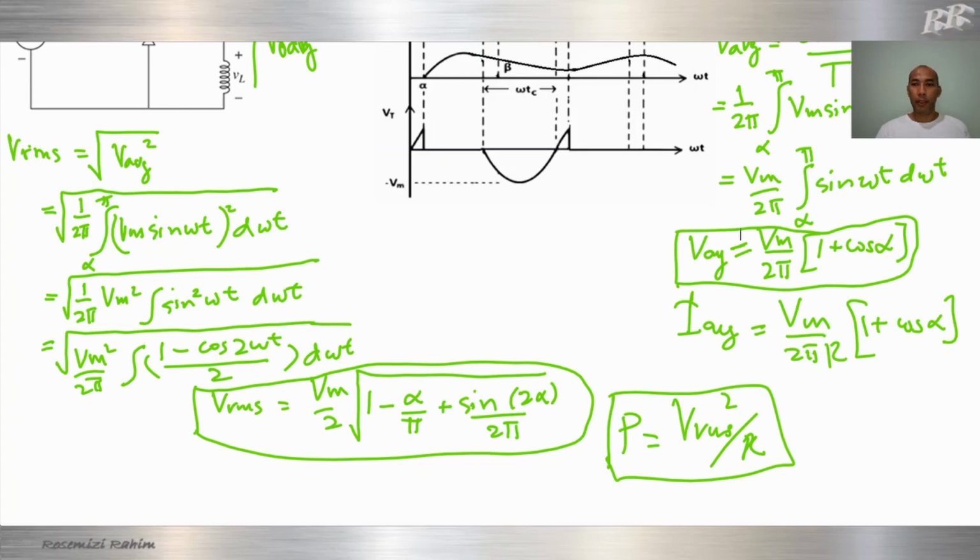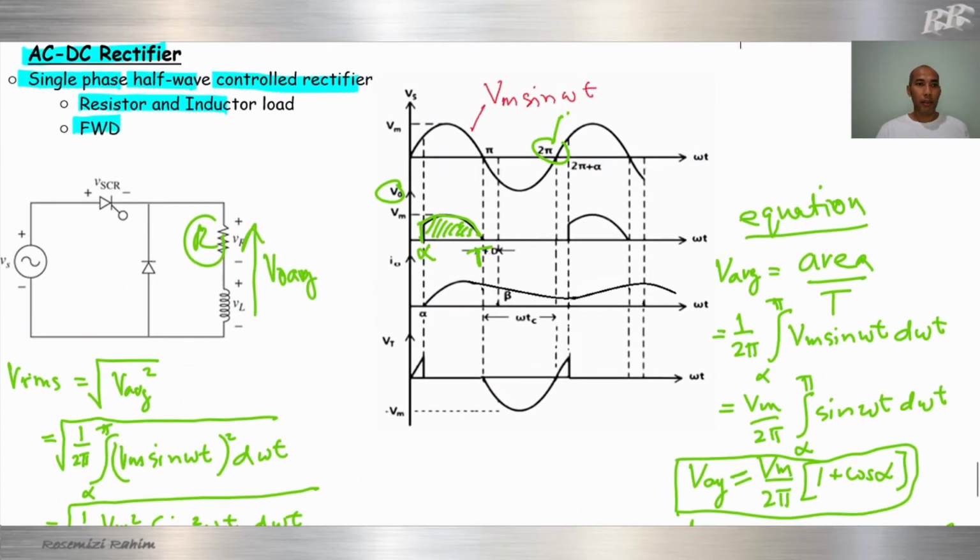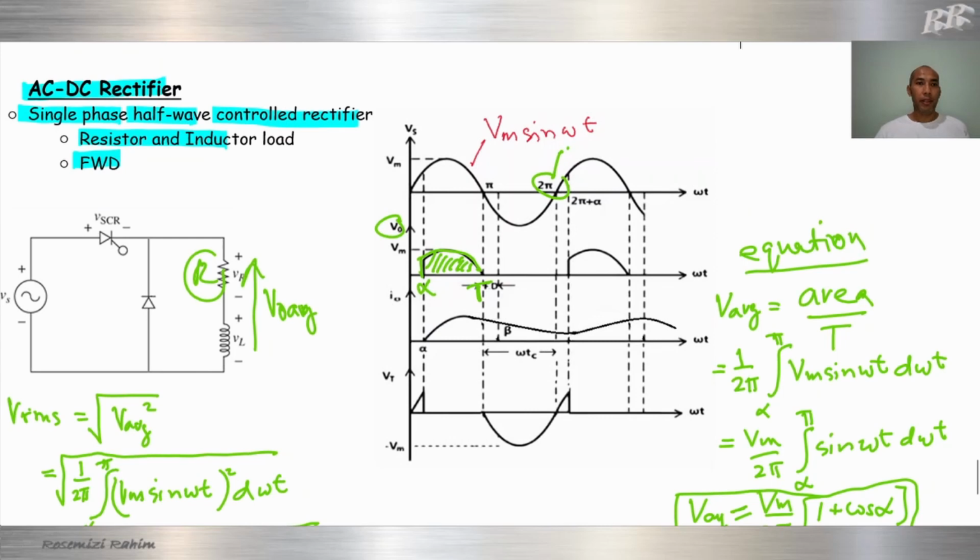So I think that's all for the derivation of the waveform and equations for the DC rectifier, the single phase half wave controlled rectifier with resistor and inductor as a load, using the FWD, the freewheeling diode. That's all.